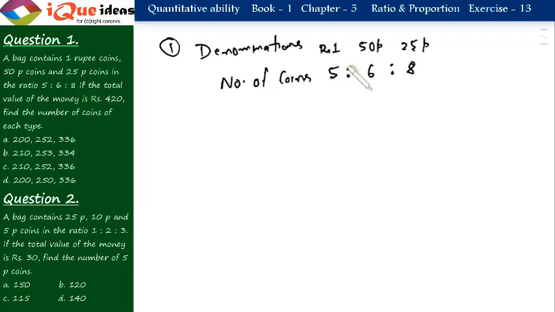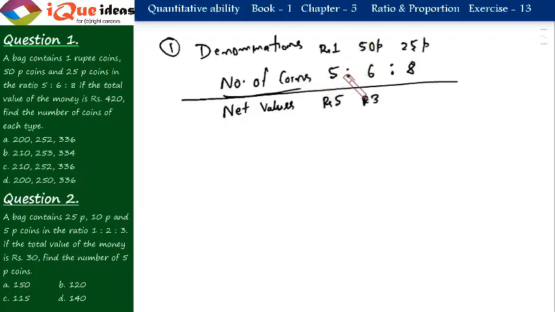One method is, let's assume that the actual number of coins is 5, 6 and 8 respectively. So what will happen? We'll get the net values as, let's see, 1 rupee, 5 coins, the value will be rupees 5. 50 paisa, 6 coins, the value will be 3 rupees. I hope you can see how we are multiplying. So 1 rupee coin value, and there are 5 coins. So the total value of 5 coins of 1 rupee would be 5 rupees.